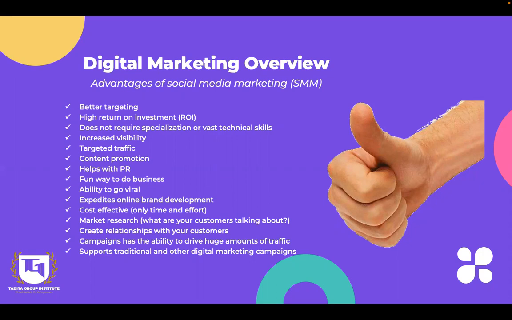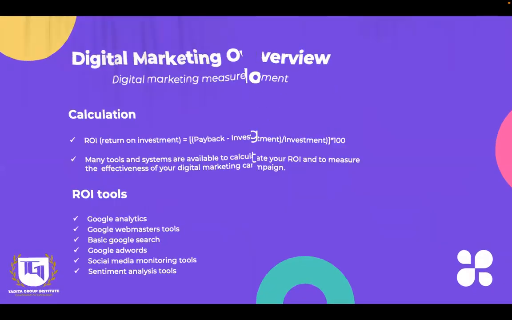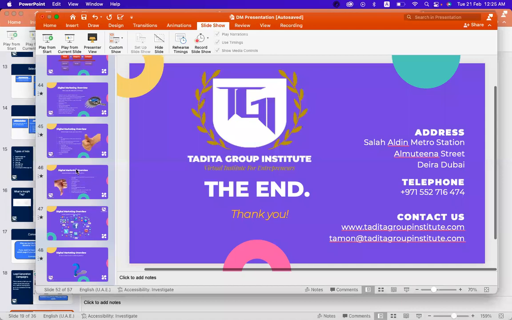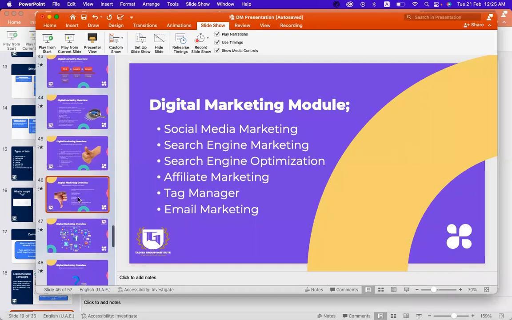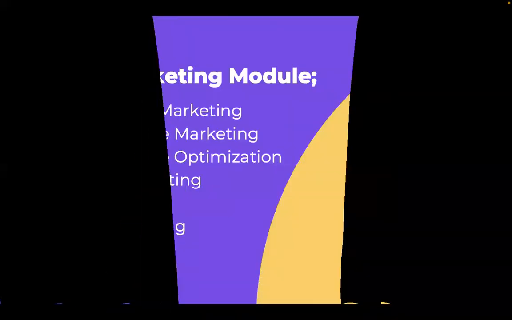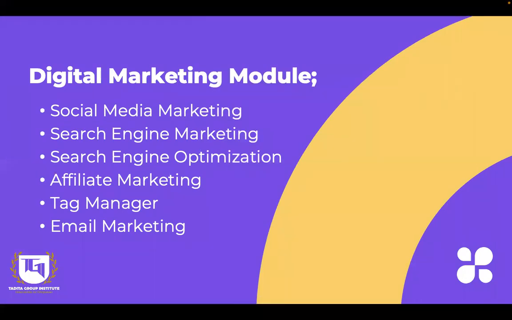Now, what are the career opportunities when it comes to this course? When you go through the digital marketing course, you can become a social media marketing manager, a social media marketing expert. You can become a PPC specialist. You can become a digital strategist, or you can become a digital marketing expert. You can become an email marketing manager or an affiliate marketing expert.